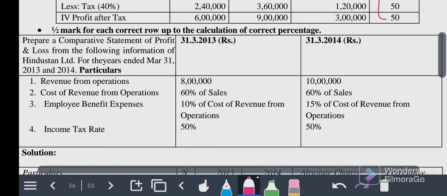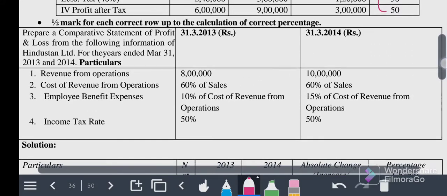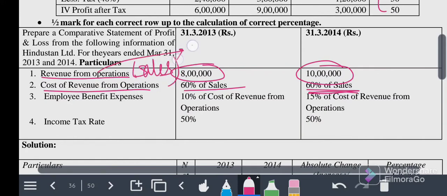Now the preparation of a comparative statement of profit and loss for the following information. This is the third question. It is a little bit complex, because it says revenue from operations is 8 lakh and 10 lakh, in absolute numbers. Then cost of revenue from operations is 60% of sales. Now what is sales? Sales is revenue from operations, which we also call RFO. RFO and sales are one and the same thing. So cost of revenue from operations is 60% of 8 lakh and 60% of 10 lakh in the year 2014.